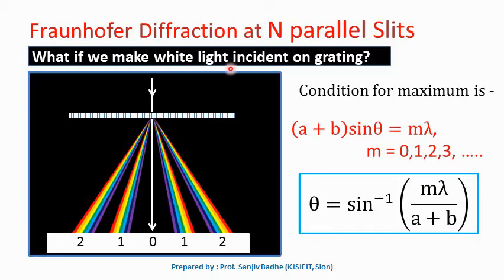So if you make white light incident on the grating, the 0th order will be white in color, and in the other orders, first, second, third and so on, we will be able to see different colors.